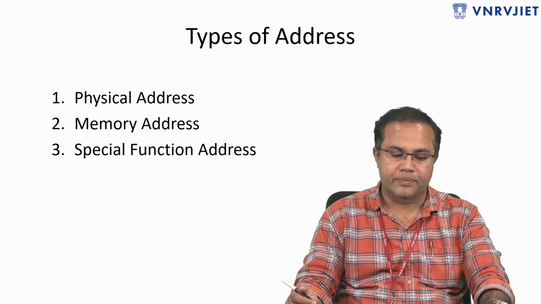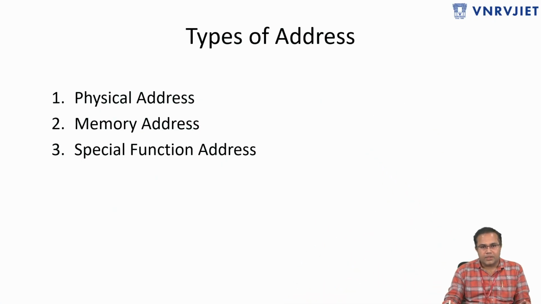So let's move on. Now coming to the addresses, there are three types of addresses. First is the physical address. The physical address is generally assigned to the physical inputs and outputs, like digital input, analog input, digital output and analog output. Suppose you have a digital input module with 10 digital inputs, then for these 10 digital inputs we need 10 different addresses, right?